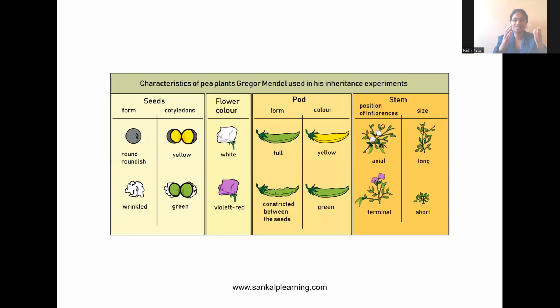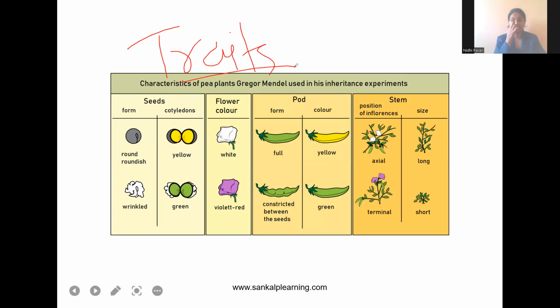he considered these characters of the pea plant to perform the experiments. The characters he considered were regarded as traits. According to him, the traits are the expressions of factors, or genes, which we call genes today. He named genes as factors. Factors express the trait or a character.